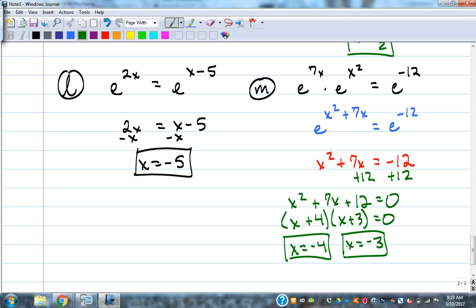Technically, you should check both of those. They both work. You plug them back in. So you plug negative 4 in for x here, so you get e to the negative 28 times e to the 16. And does that equal e to the negative 12? So you have to check both? Yeah, you got to check each one individually. They both work in this problem. All right. Doesn't get much more complicated than those, honestly.